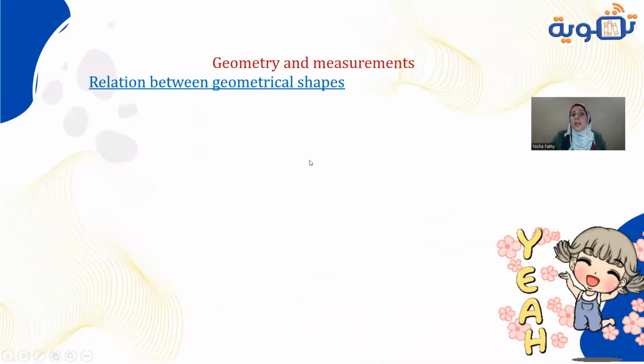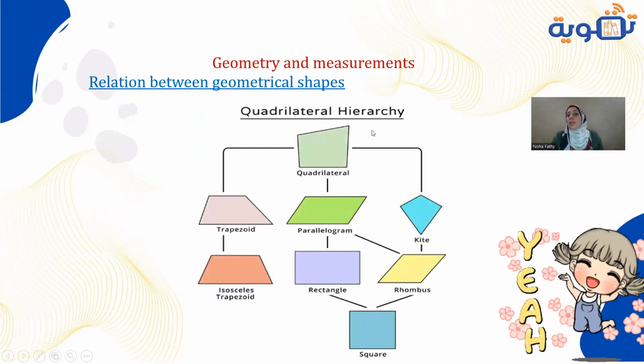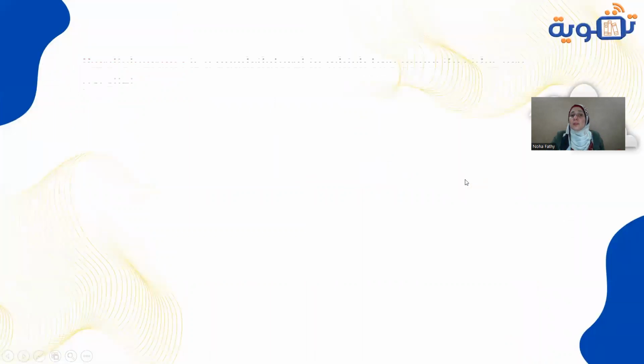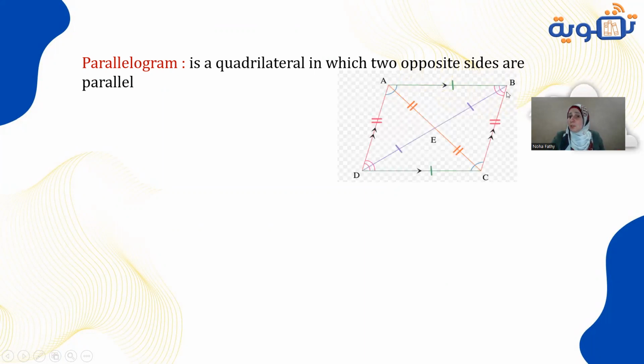And in unit 3, we have geometry and measurement, relation between geometrical shapes. We said we have quadrilateral shapes. Any polygon formed from four sides is called a quadrilateral. We have the family parallelogram, and the three sons: rectangle, rhombus, square, and the trapezium. We will study the properties of each one. A parallelogram is a quadrilateral in which two opposite sides are parallel. This means AB parallel to DC, BC parallel to AD.